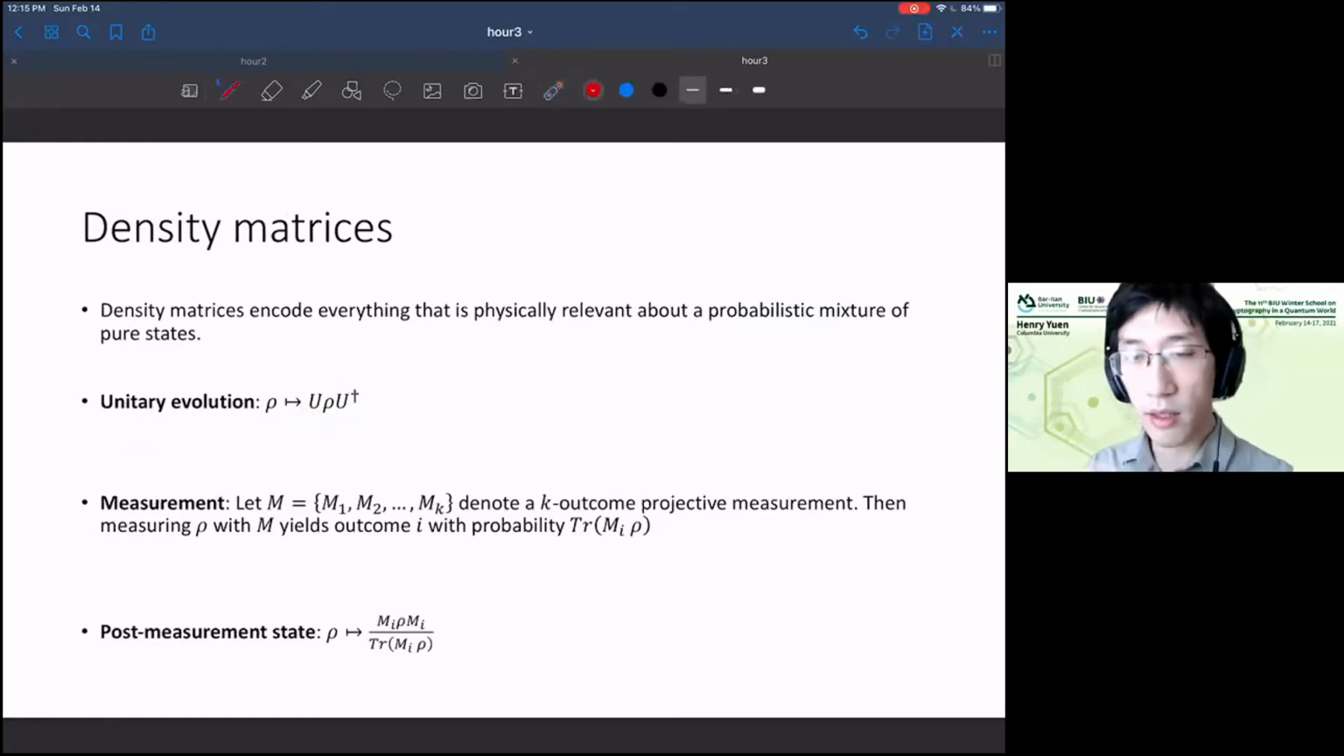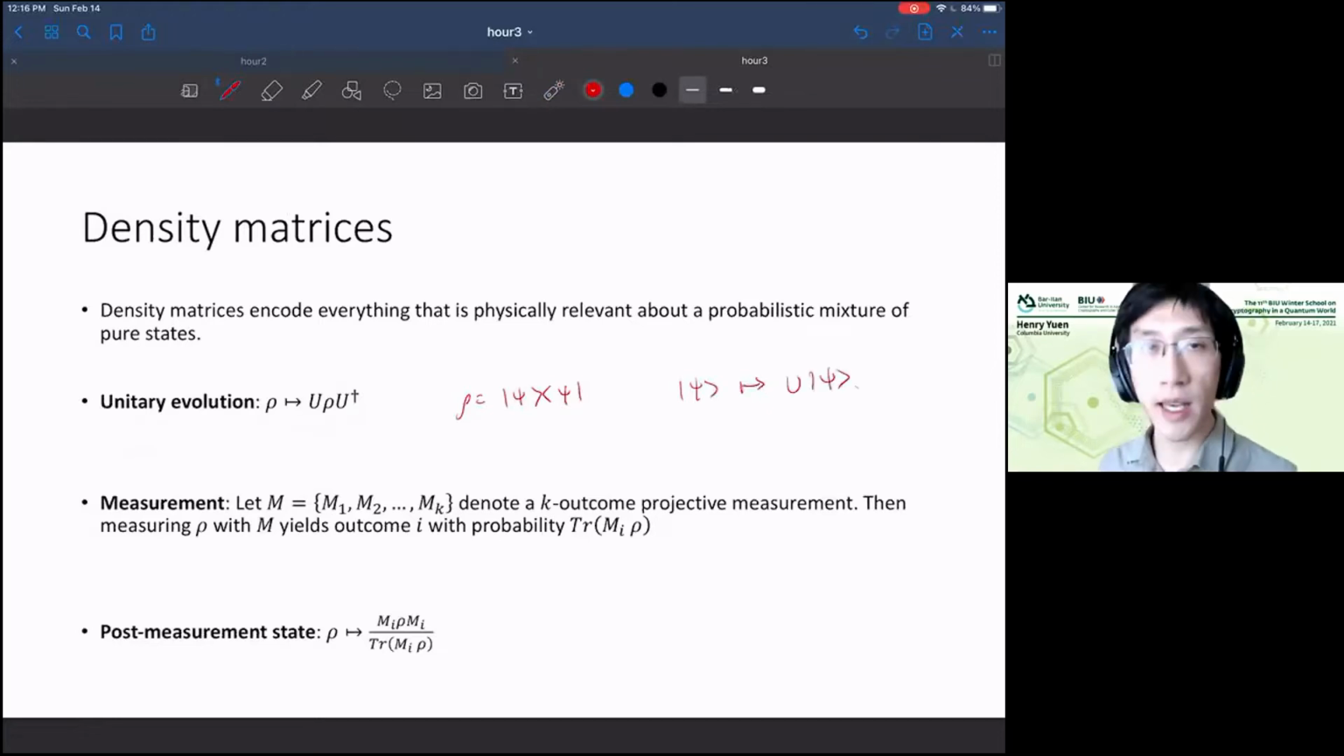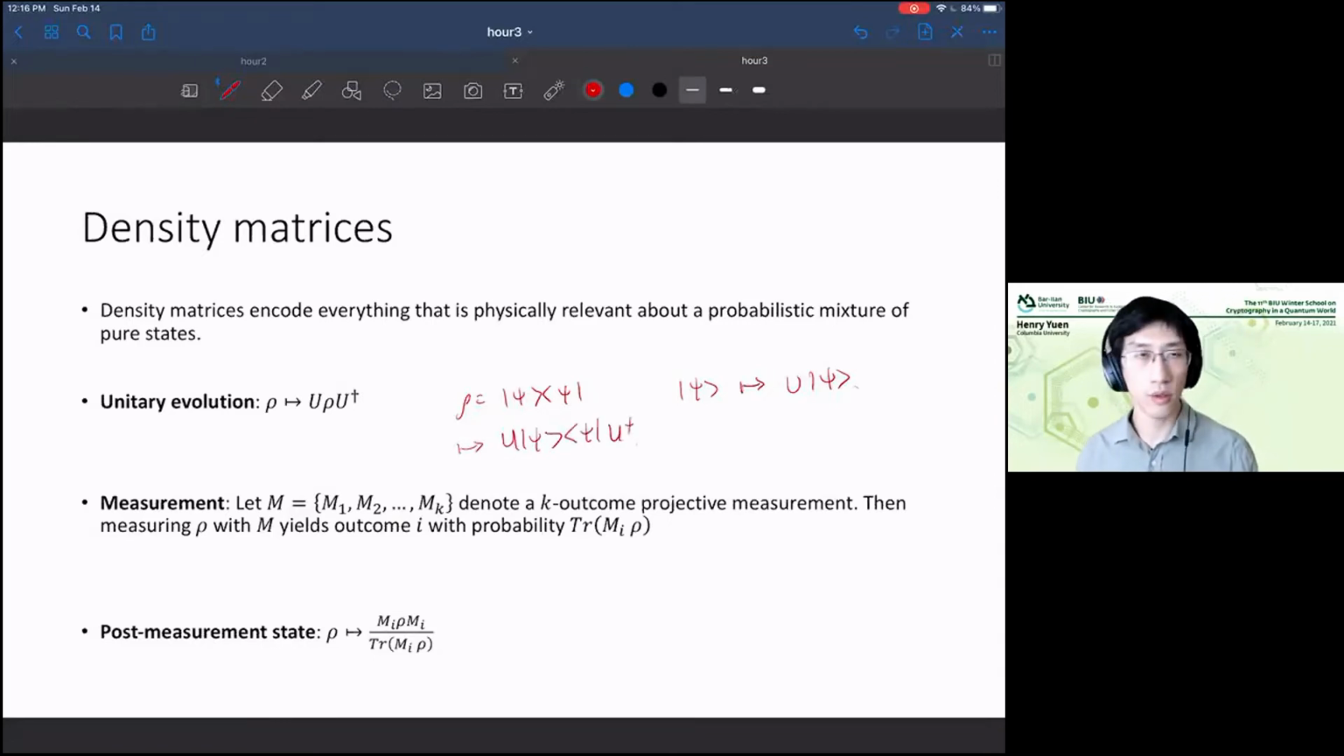And if you're weirded out by the fact that U appears twice, just think about the case that rho is just a pure state. So if the pure state gets updated to U times psi, as we're used to, then the mixed state corresponding to the updated state will be U psi, and then you take its Hermitian conjugate. Right? So that should make sense.